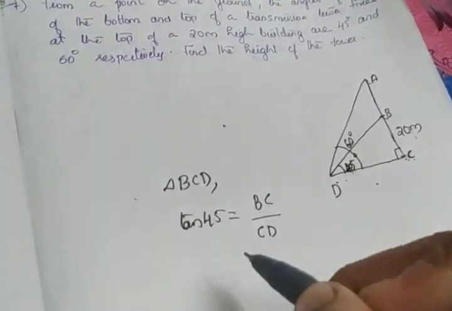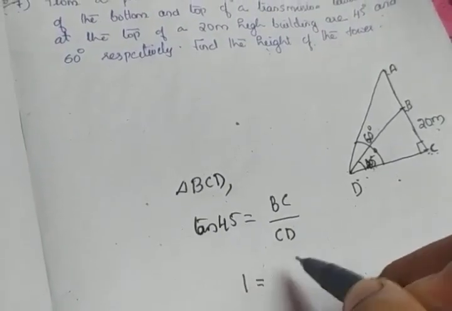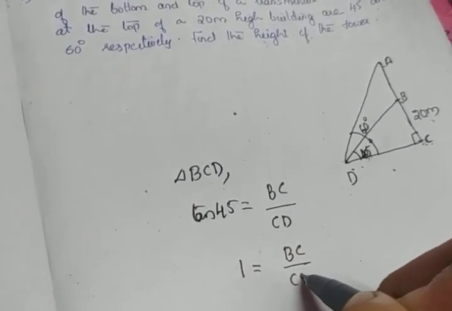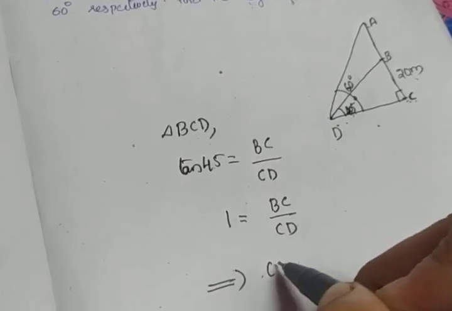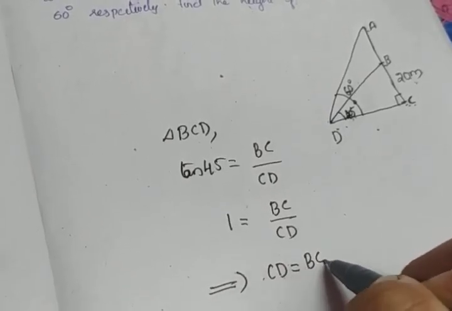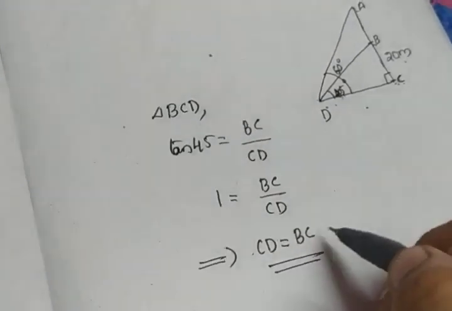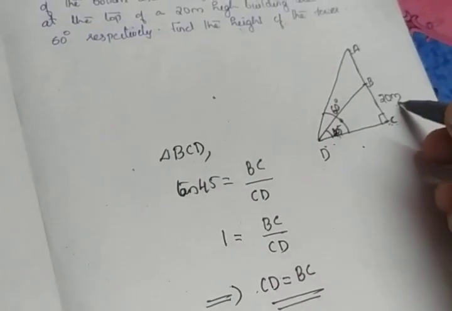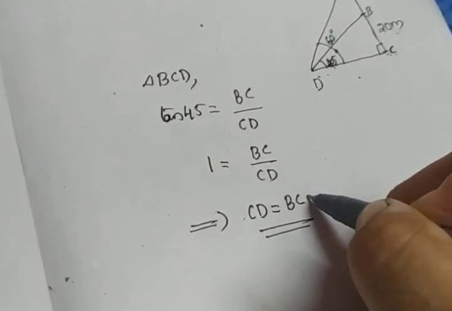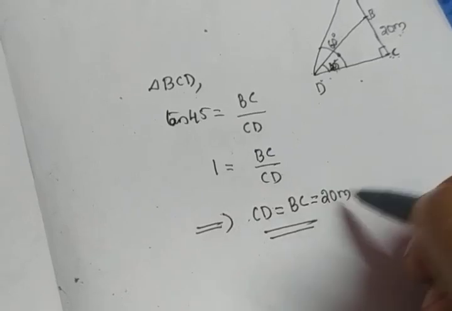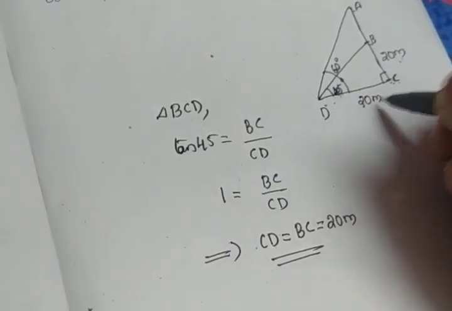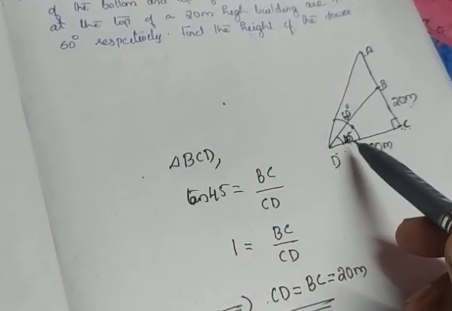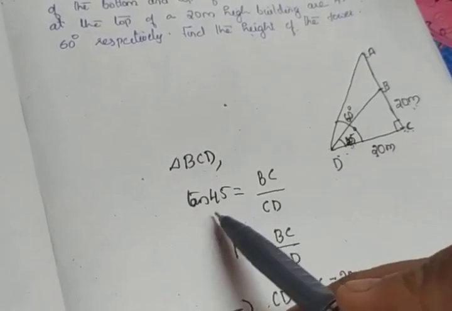What is tan 45? Tan 45 is 1. 1 is equal to BC divided by CD, which implies CD is equal to BC when cross multiplied. Okay, and we know that the length of BC is 20 meters. It is the height of the building. So we are getting CD also as 20 meters. This is the reason why I told you, when a 45 degree angle is given, take that first.